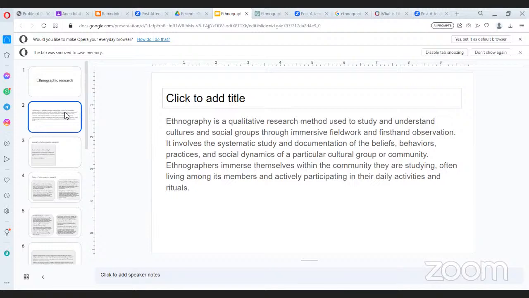It involves the systematic study and documentation of the beliefs, behaviors, practices, and social dynamics of a particular cultural group or community. Ethnographers immerse themselves within the community they are studying. This is very important, immersion. Without immersion, it becomes very difficult to understand the reason behind the typical behavior of some community.